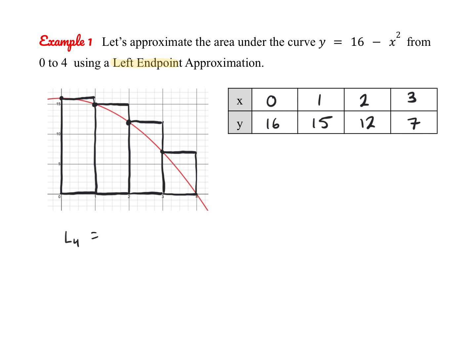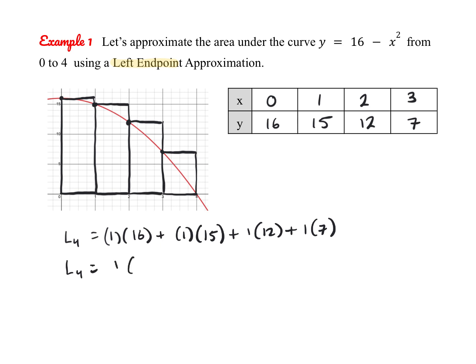For the first rectangle, again, the width is 1, so 1 times the height, base times height, and our height is 16. And then for the next one, our base is 1 and our height is 15. Then our base is 1 and our height is 12. And then for the last one, our base is 1 and our height is 7. I know it doesn't make a whole lot of sense for this problem to write this in this way, but we can see that it's just whatever our width is times the sum of our heights, right?